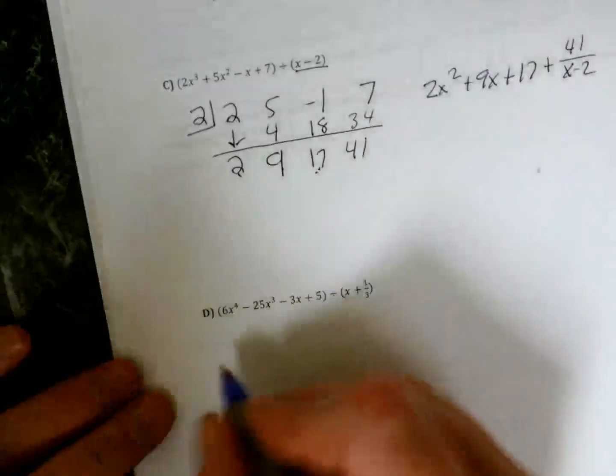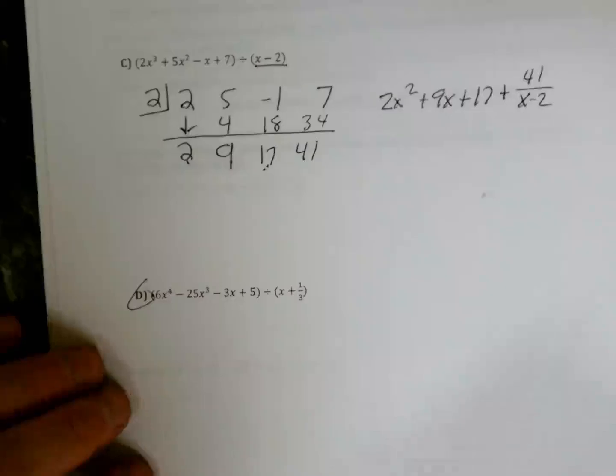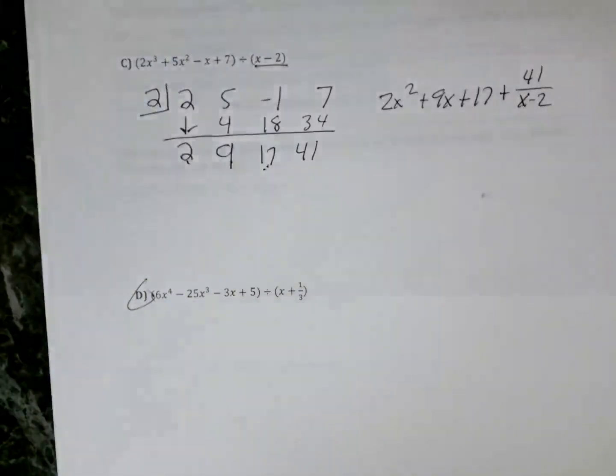All right, I want you to try this one. I'm going to circle it. Make sure there's none on the top of 5. There isn't. Now I'm going to pause this for today.